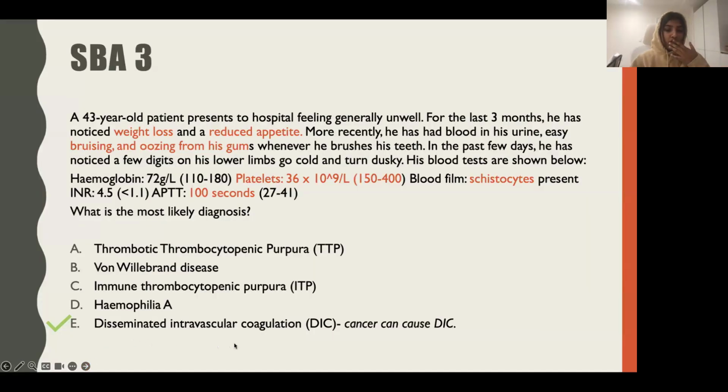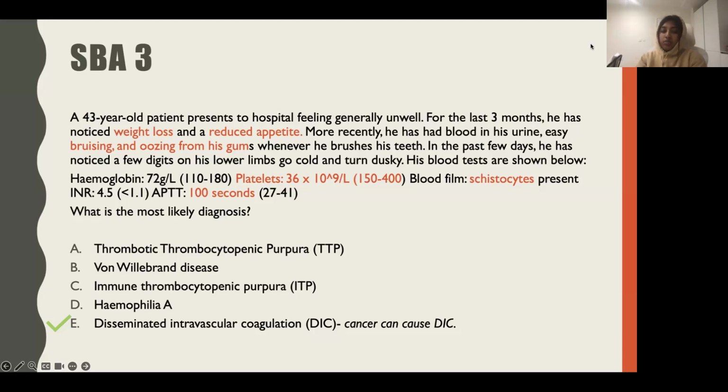So the correct answer is DIC. The reason is he's got weight loss and a reduced appetite, so he's got some sort of cancer. He's got bruising and oozing from his gums, so he's got bleeding and mucosal bleeding. He's got low platelets and schistocytes present, and his APTT is prolonged. His INR is also prolonged and he's got anemia.